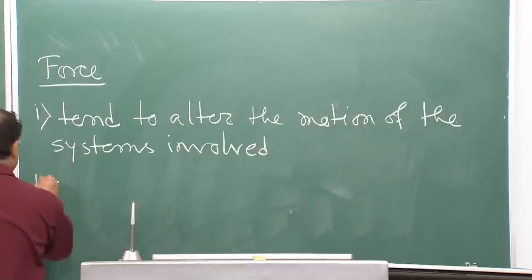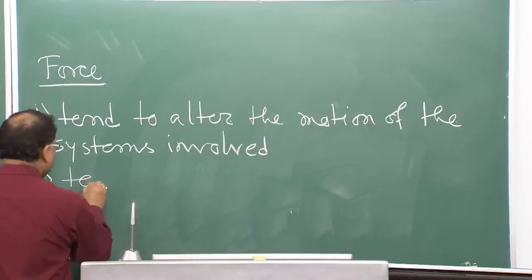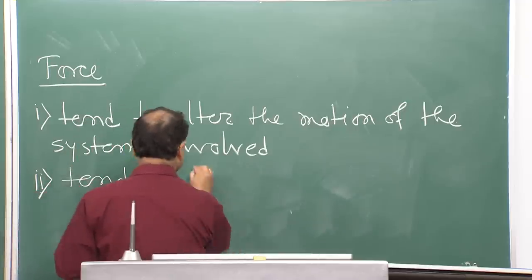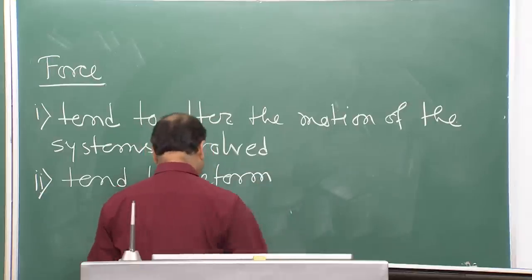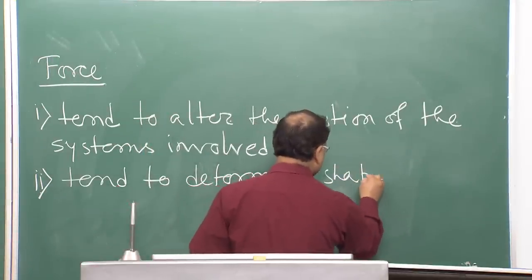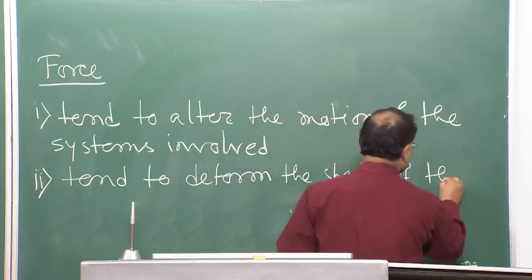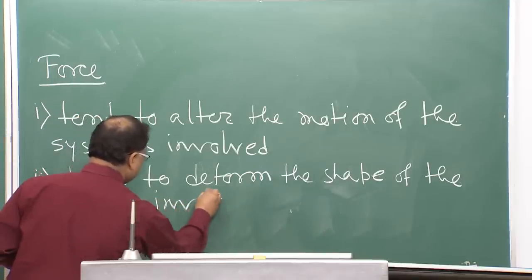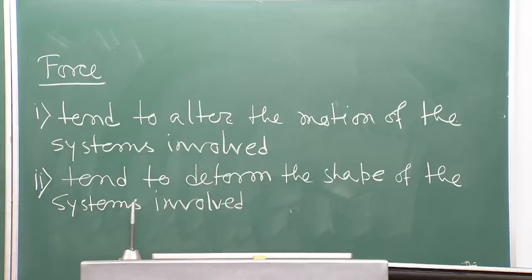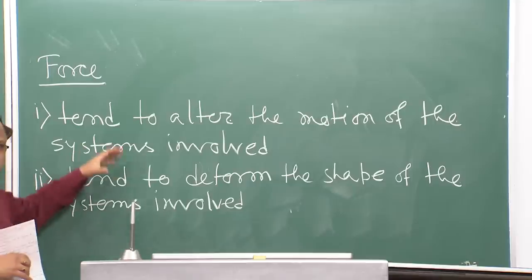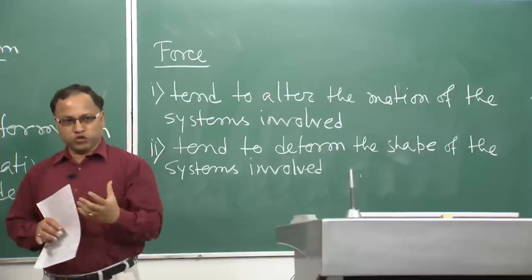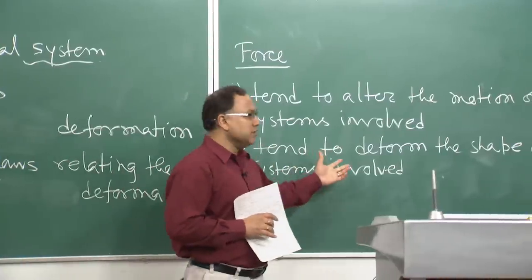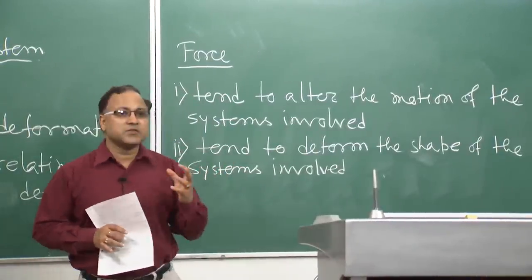The second effect: it might tend to deform the shape of the systems involved. So what does it cause? It might tend to deform the shape of the systems involved. So there are two effects. Either it can alter the motion or it can deform the shape of the systems involved, right?